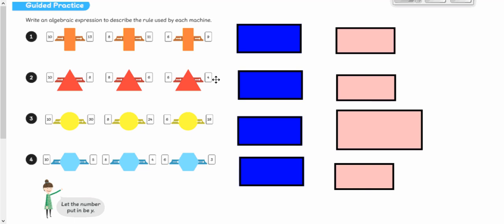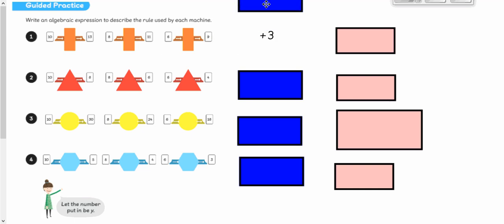Okay, hopefully we've had a good start with that. So this top one, 10 to 13, I'm going to add 3. 8 to 11, add 3 again. 6 to 9, add 3 again. So the rule is add 3, but the algebraic expression using y would be y add 3. So whatever y was, I add 3 to it.